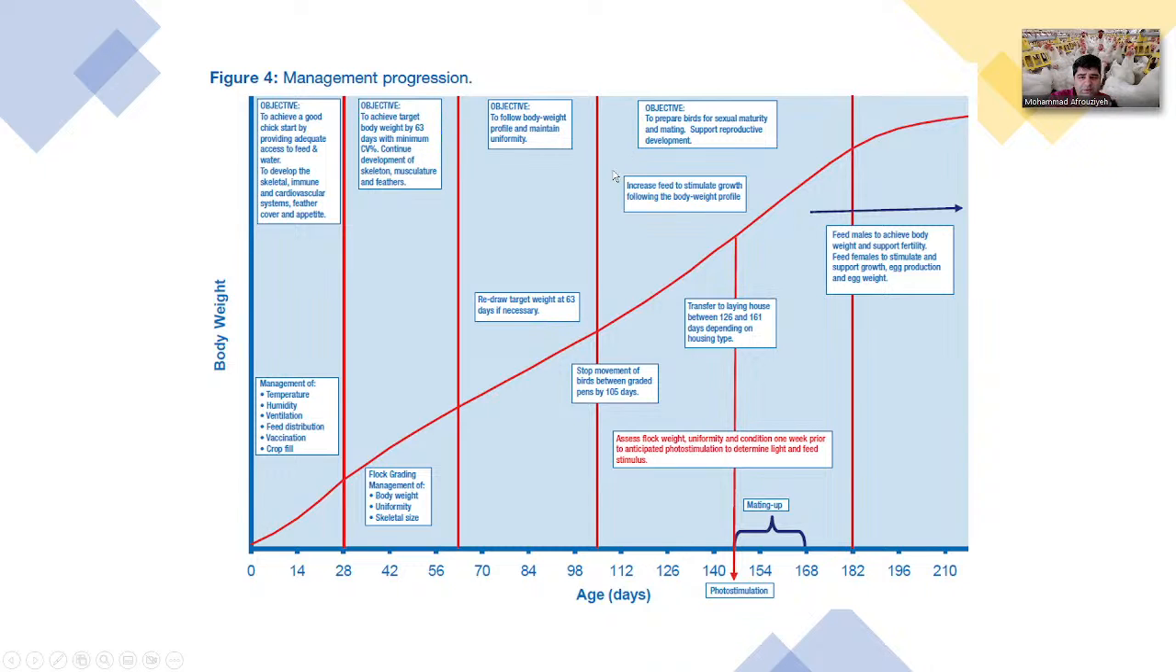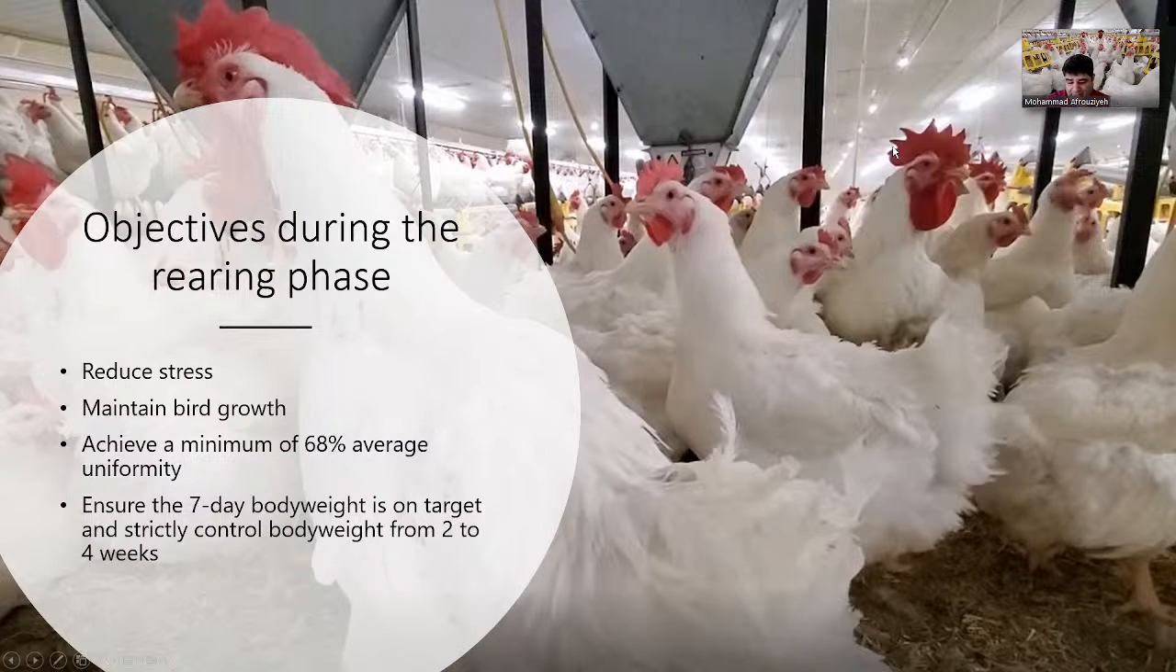All right. So during the next phase, which is before photostimulation, the objective is to prepare birds for sexual maturity and mating, and we need to support reproductive development. As I said, development of body frame and also fat accumulation are really important during this phase. So, my last slide for today. After that, we can listen again to your questions.